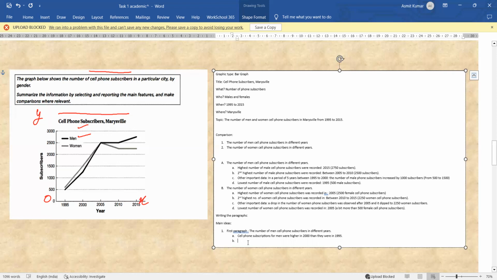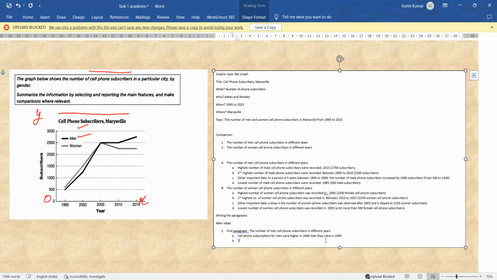First point I have already written, cell phone subscriptions for men were higher in 2000 than they were in 1995. It is quite clear because in 1995 there were only 500 men subscribers, and by the end of 2000 its data was around 1500, more or less. So we can write it.